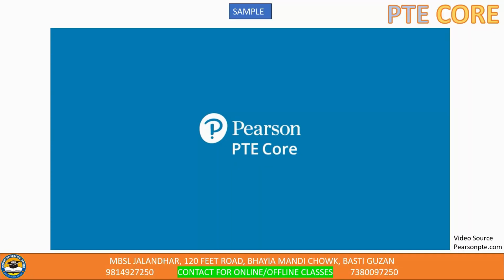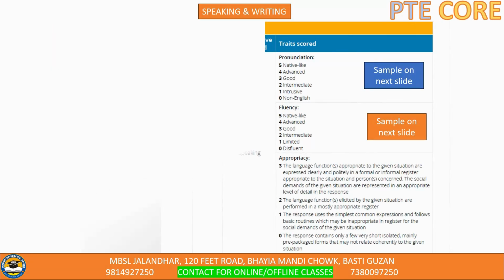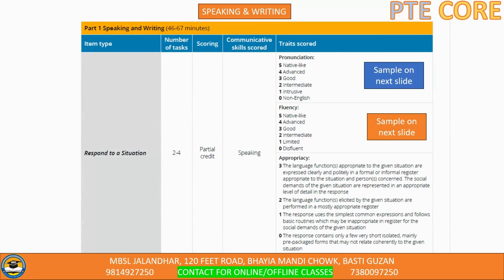That's all about the describe images. Item number 4 is respond to a situation, and in the final exam you may get 2 or maximum 4 respond to a situation type of questions. Again, this is partial credit. 5, 5 and 3, where 3 is for the appropriacy. Pronunciation and fluency remain the same. Appropriacy is a new word in this case.